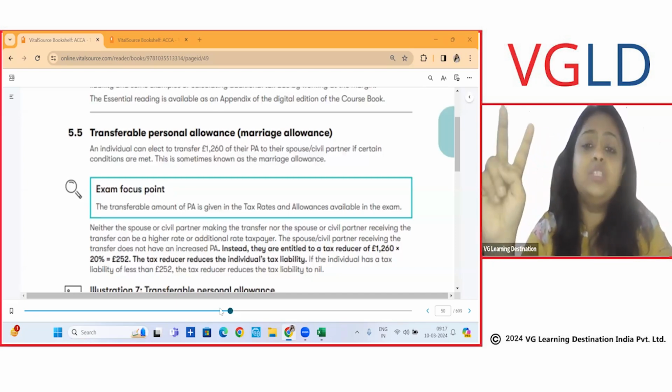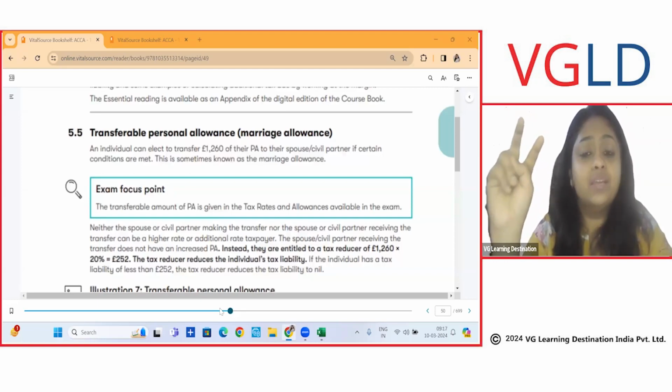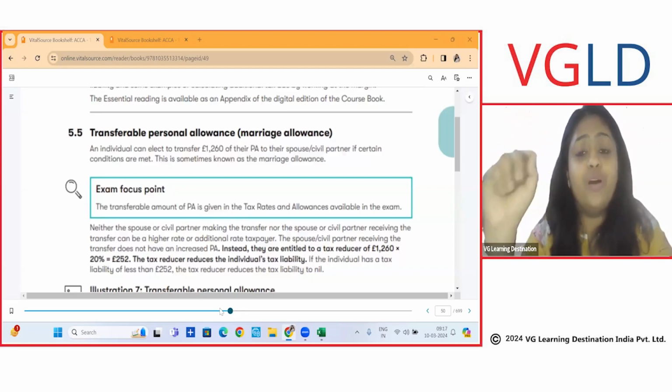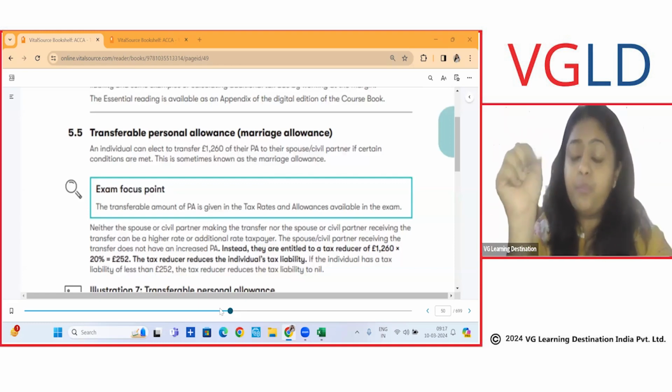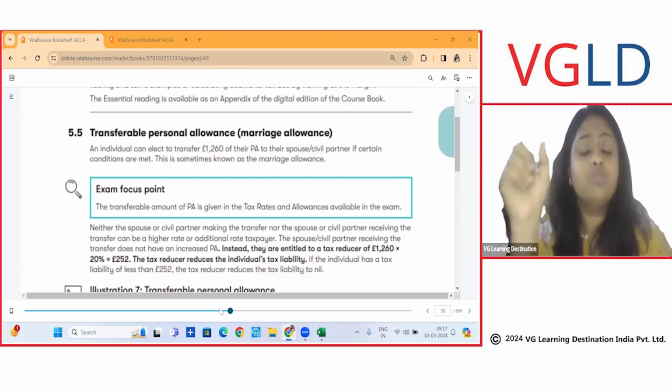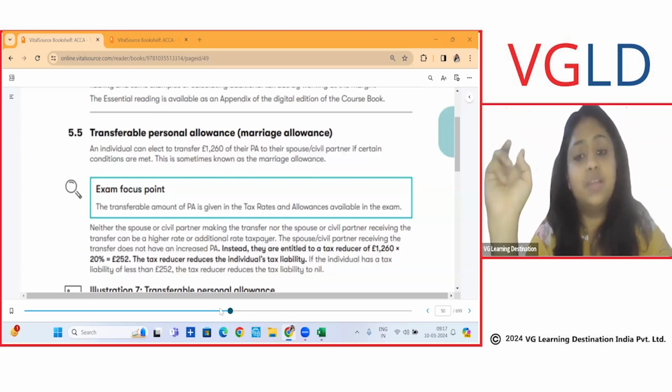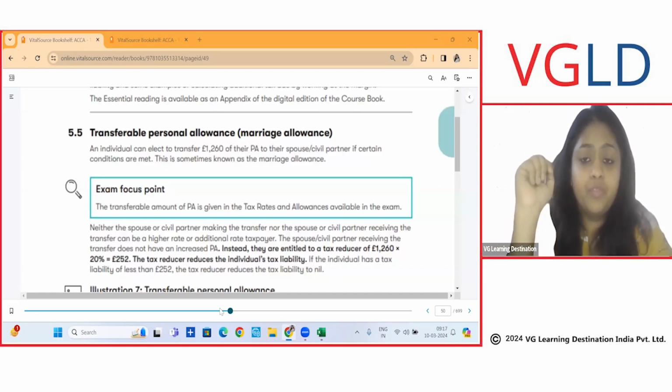Third, both the spouses should be of basic rate category only. Even if one spouse goes into higher rate category, the election will stop. If marriage is no longer there, civil partnership is no longer there, election will stop. So primary condition is both the spouse should be of the basic rate category and only 1260, which will be given to you in your tax rates and allowances chart, can be transferred from one spouse to another.